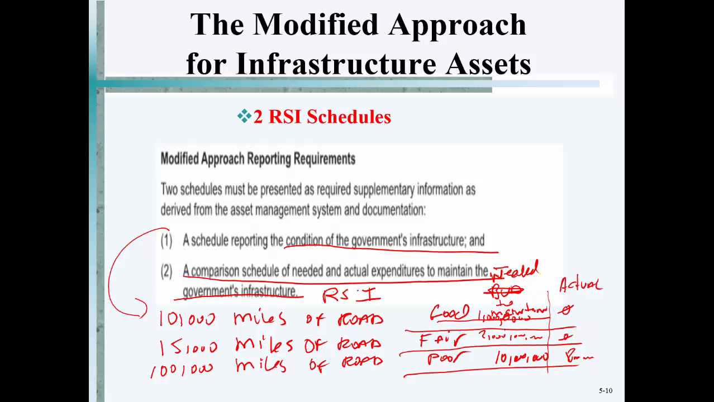Okay, so these are the 2 schedules that they have to prepare, right? 2 schedules, which is what? A schedule showing the condition assessment and what? A schedule showing the actual versus needed expenditures to maintain the condition, right? That's the key thing I want you to know.